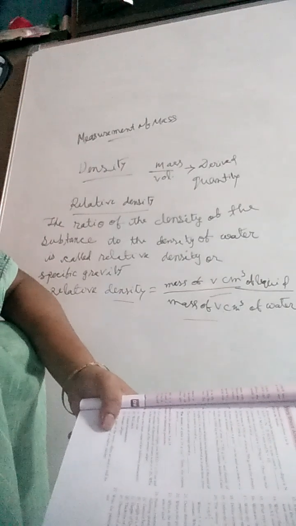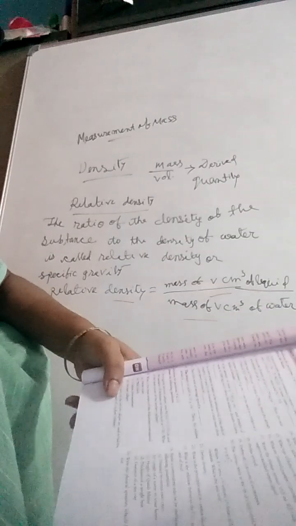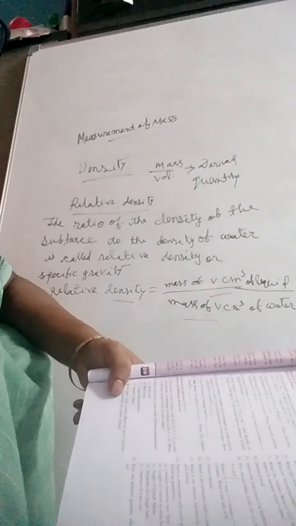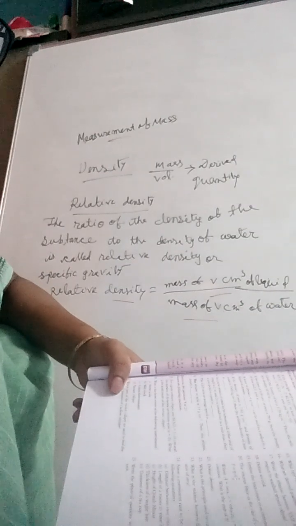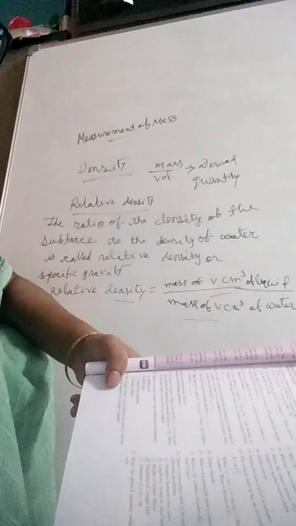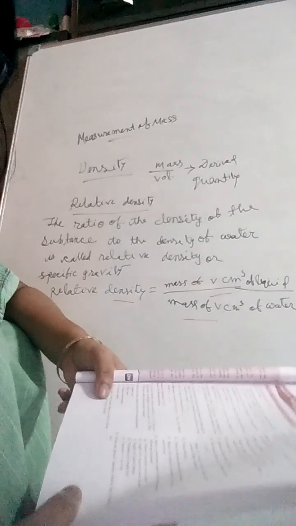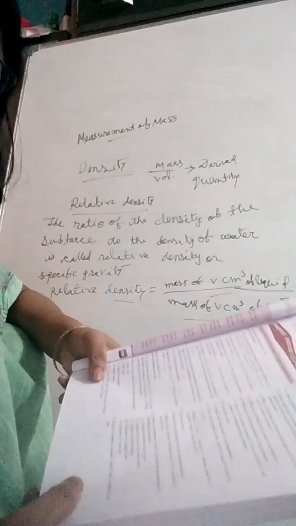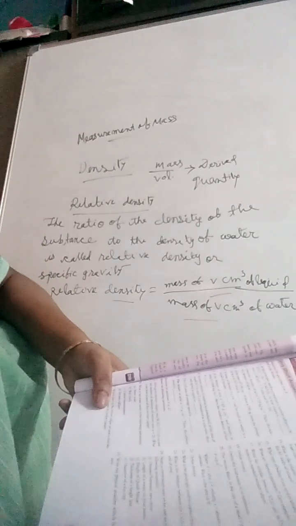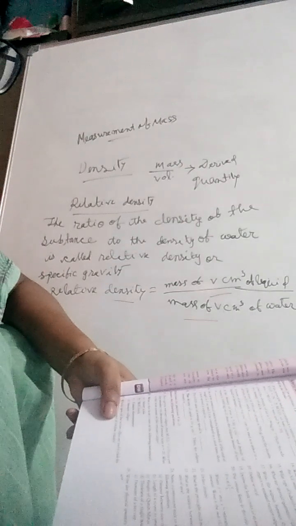Next, there is a question here: name the convenient unit for measuring the following quantities. Distance between two cities: in what will you measure it? In centimeters? We will use kilometers. Length of a room in your house.